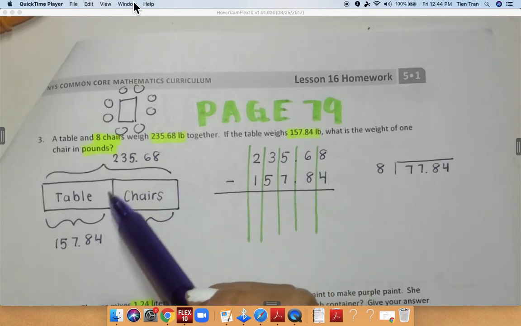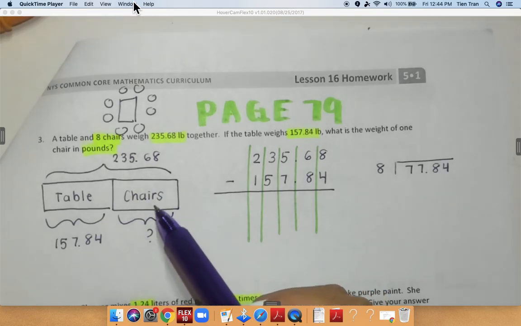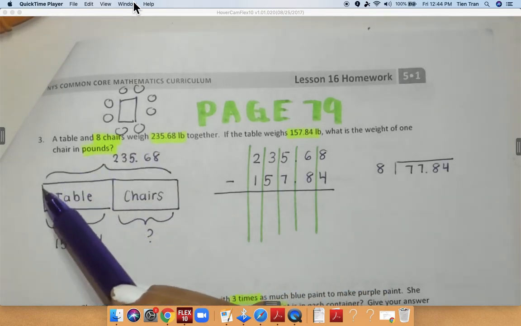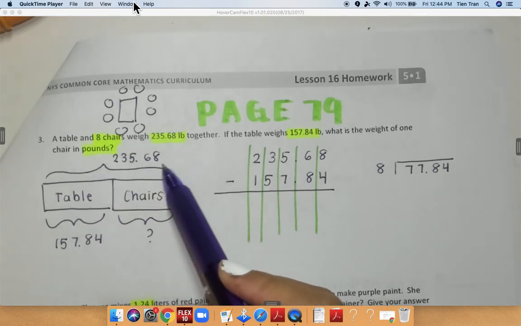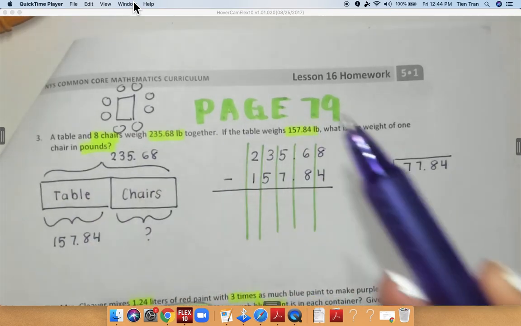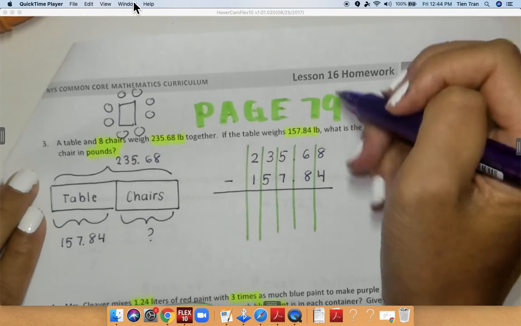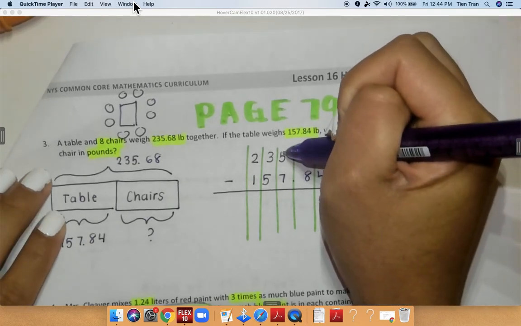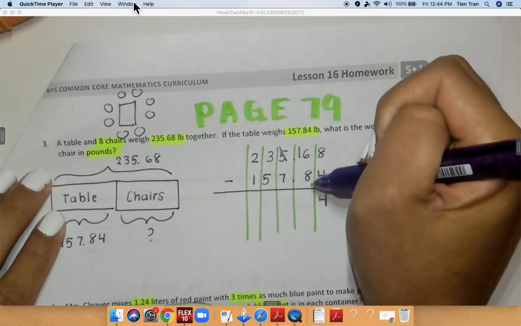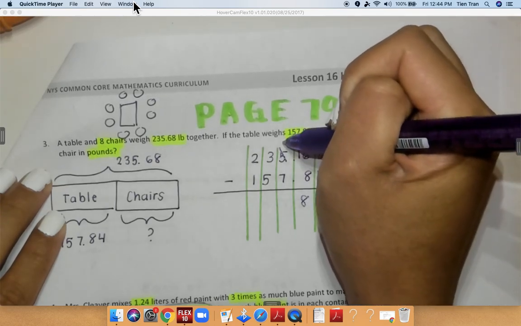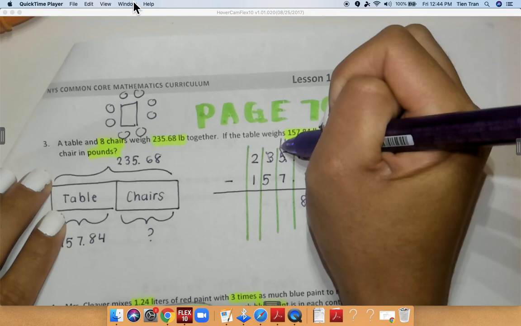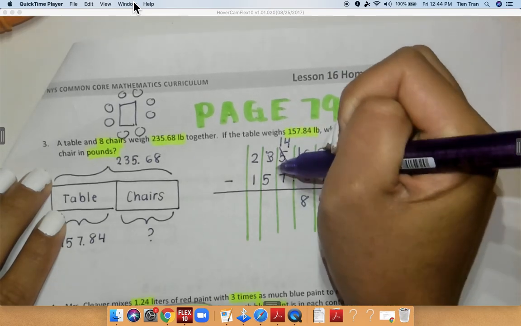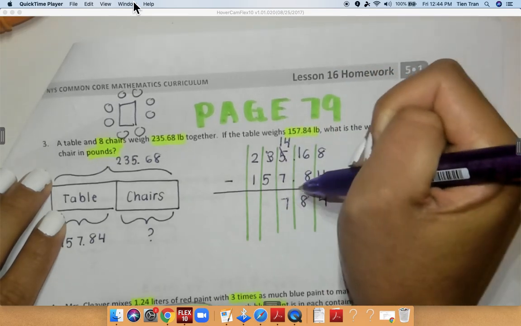So how much is the chairs going to weigh? To figure that out, I need to subtract my whole number, which is the number altogether, minus the table. That's what I set up here. So 8 minus 4 is equal to 4. 6 minus 8 is not possible. I need to regroup. 16 minus 8 is equal to 8. 5 changes to a 4. I'm going to borrow. 14 minus 7, or regroup. 14 minus 7 is equal to 7.